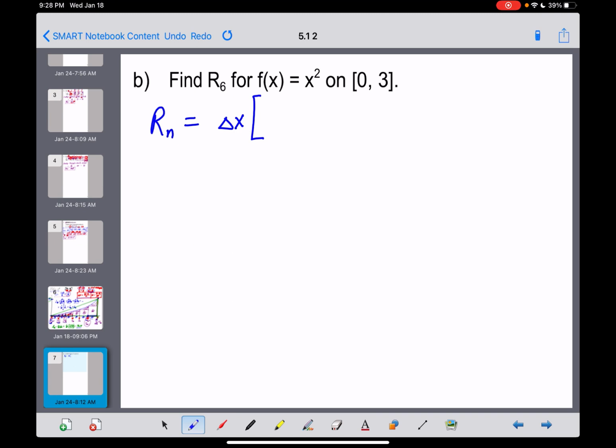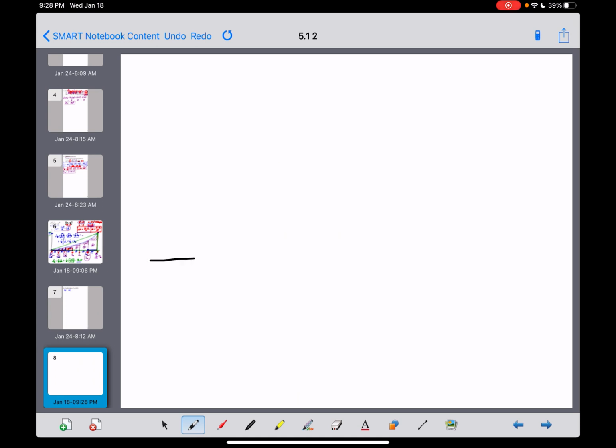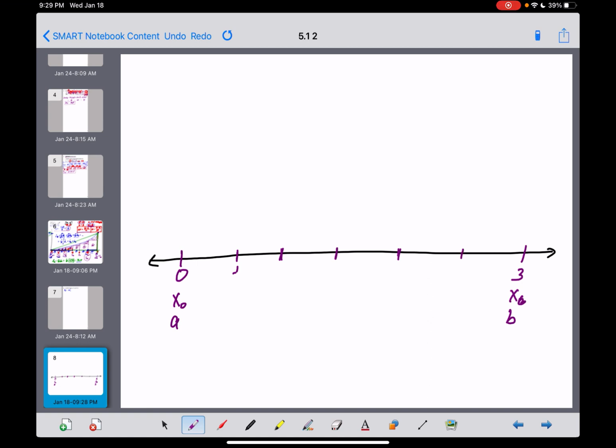And I tell you what, I am going to start a new page, but I promise I'm not going to redraw the entire thing. I'm just really going to redraw the x-axis right here and say, okay, hang on now. We're starting this thing right here at 0, which is also x naught, which is also a. We're ending this thing over here at 3, which is also x sub n, or really x sub 6 in this problem. That's also b. And again, we're cutting this thing up into 6 subintervals. Something like that, okay? So we've got a 1/2, a 1, a 3/2, a 2, and a 5/2 right here.